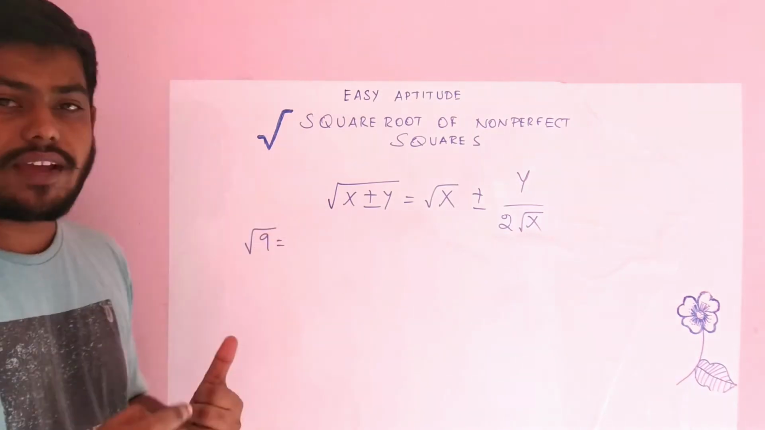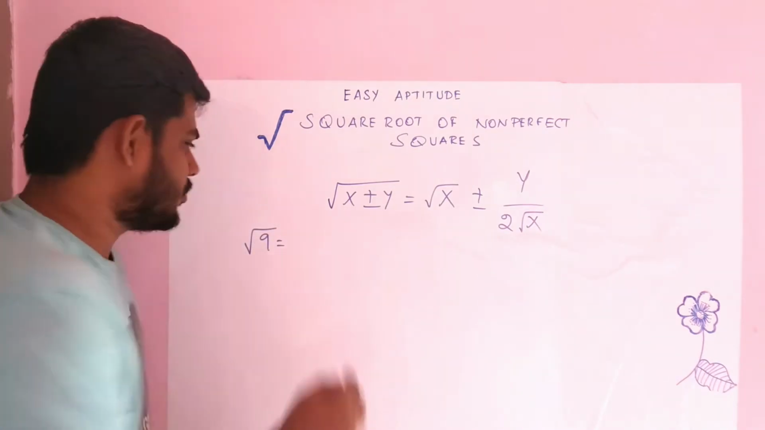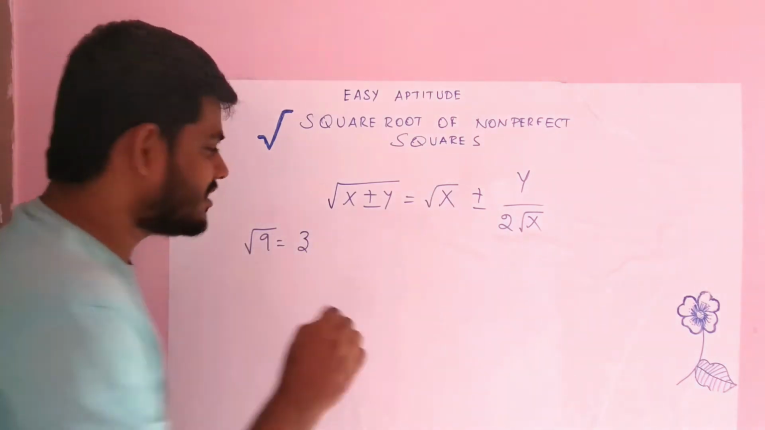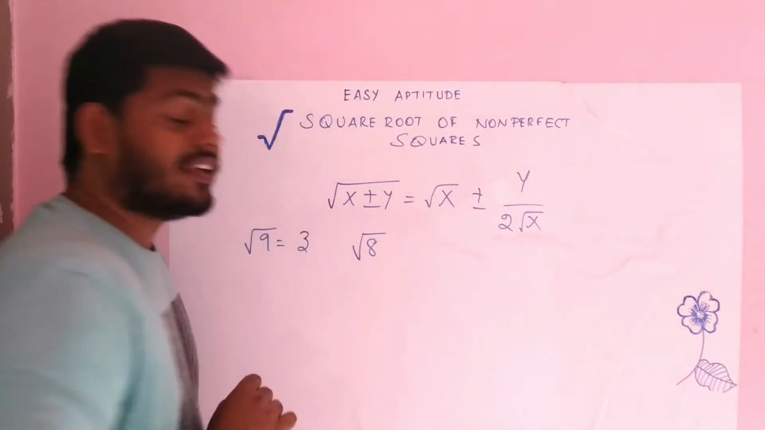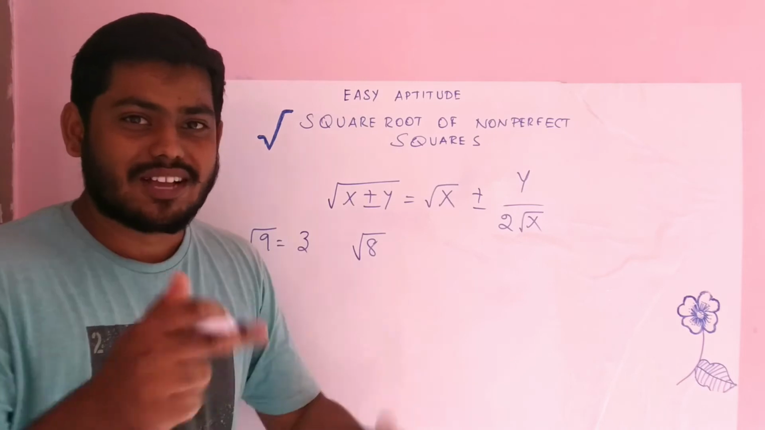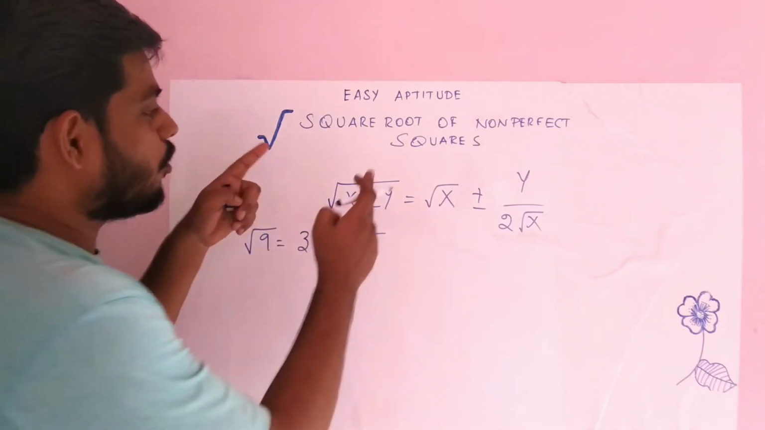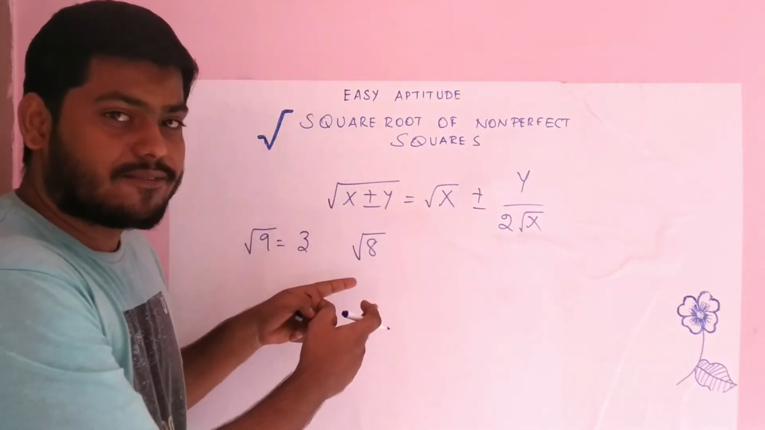What is the value of square root of 9? Oh my God, obviously we know, right? That is 3. But what is the square root of 8? Now we are going to get stuck over here. Now we are going to apply this trick to get the answer for this.